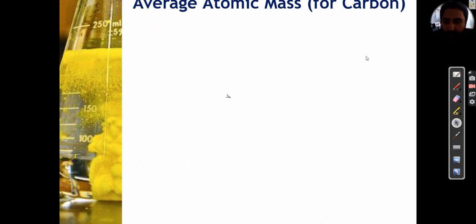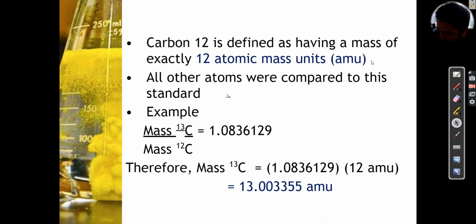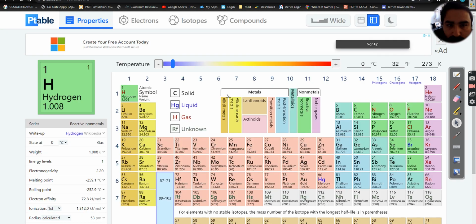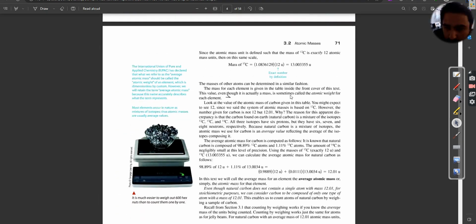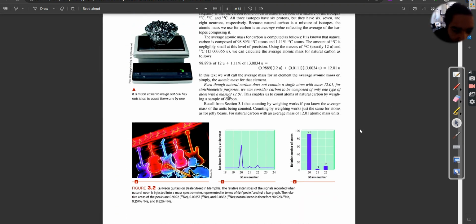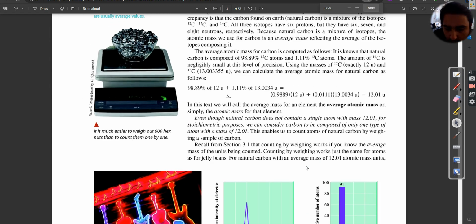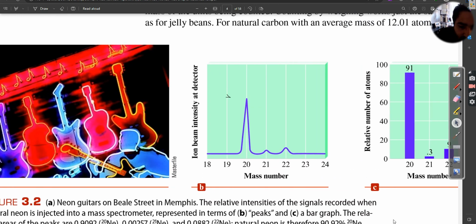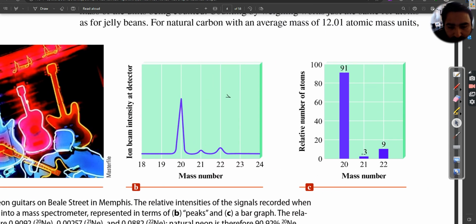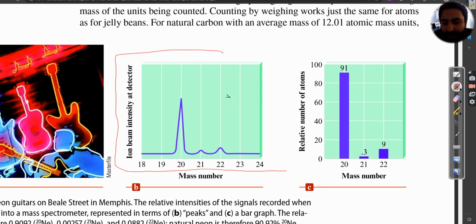All right, you'll see little graphs in your book that'll look like this. This little table right here. They'll look not like the bar graph. They'll look like this.